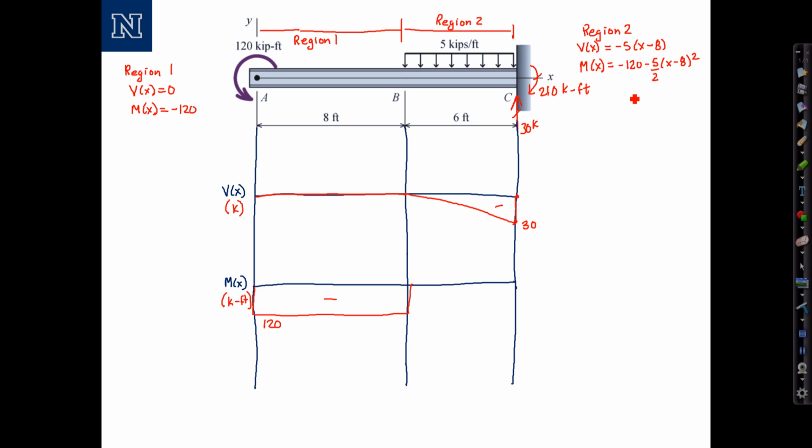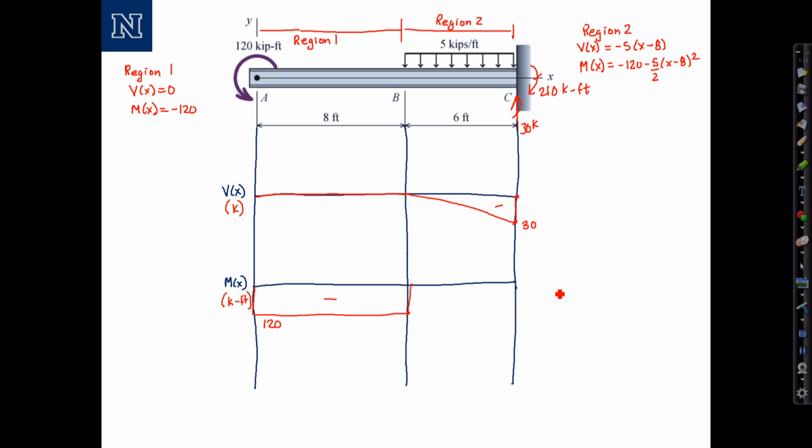Now my moment function in region 2 is negative 120 minus 5 halves x minus 8 squared. This is a quadratic function, so we're going to draw the diagram as being curved in that region. The value of the moment at point B, x equals 8, is just going to be negative 120. So there's no discontinuity in the moment from region 1 to region 2.